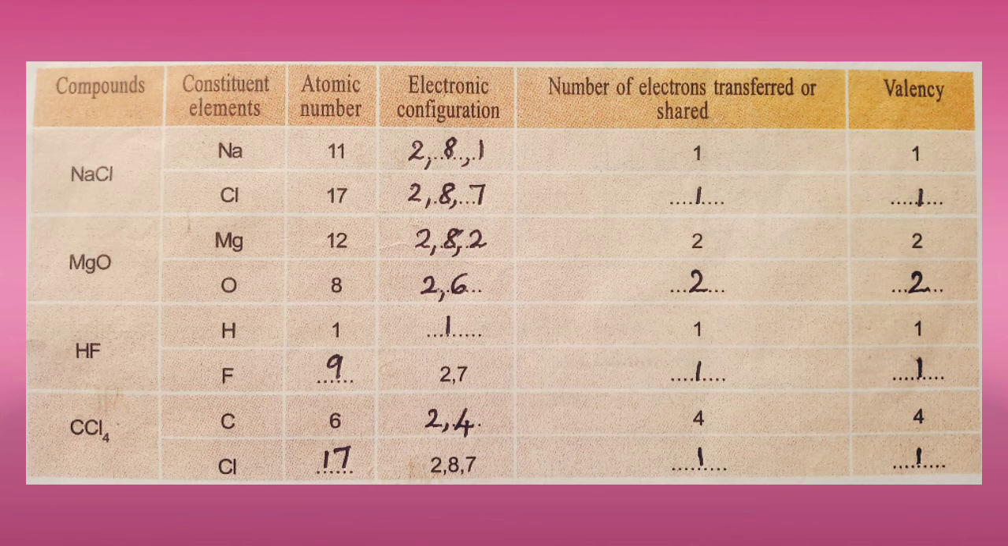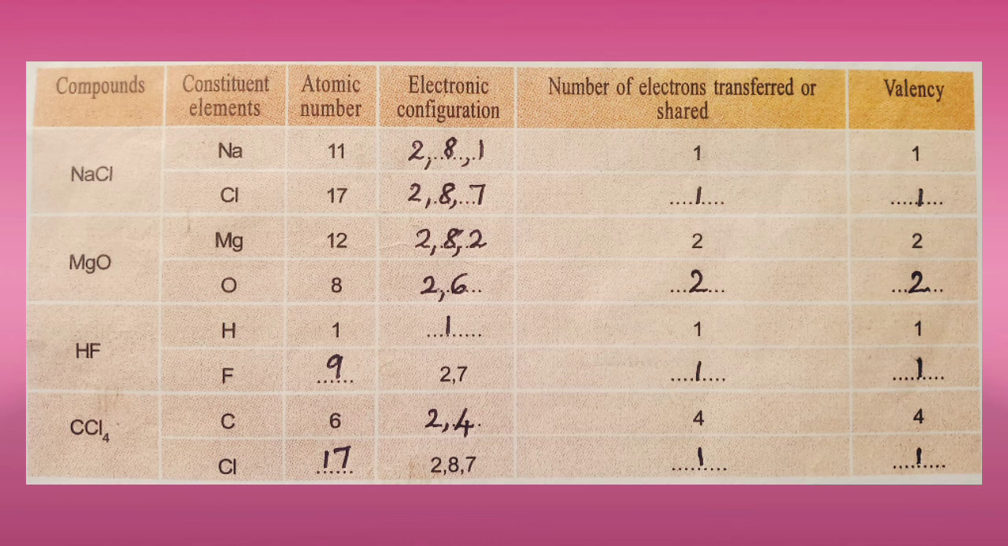Chlorine, atomic number 17, electronic configuration 2, 8, 7. Chlorine accepts 1 electron from sodium. So, the valency of chlorine is 1.